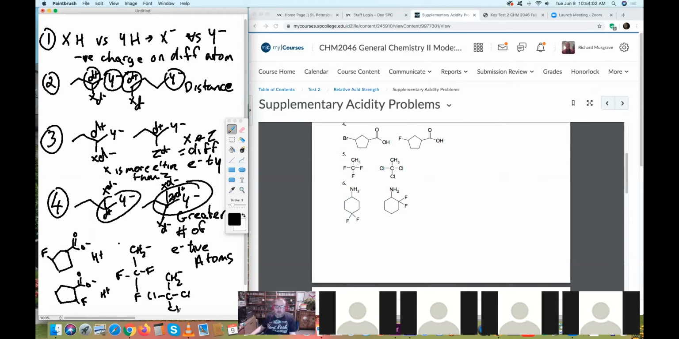All right, so for that one, I'd say it's scenario 3 because they both have 3 electronegative atoms. They're all connected at the same point, but they're different electronegative atoms. So you've got F versus Cl essentially. The fact there's 3 of them doesn't matter, but the fact that they're different atoms does. And the one that would be more acidic would be the one with the Fs because the F is more electronegative than the Cl.